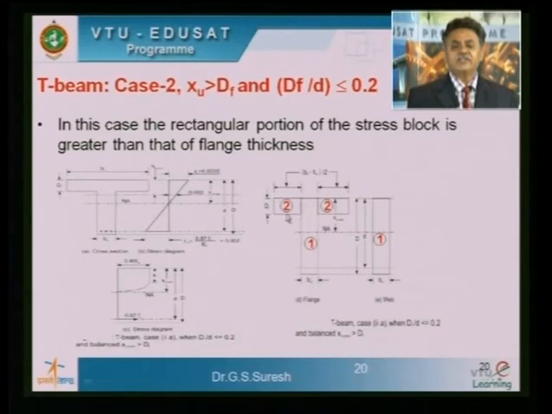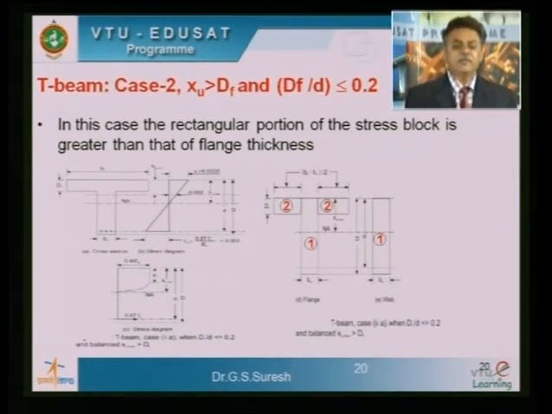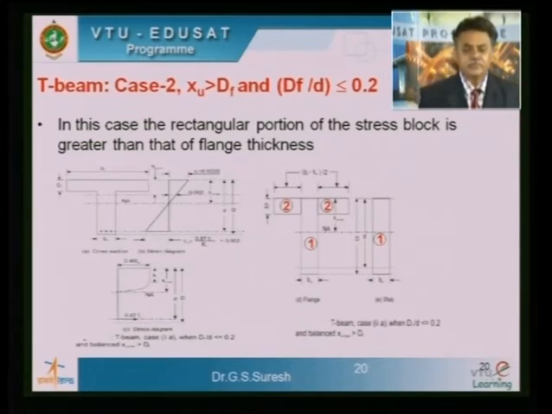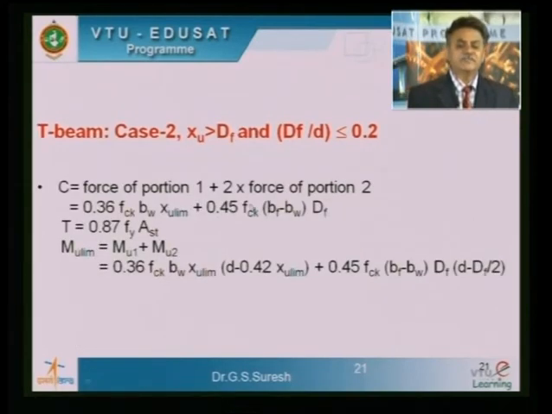Then I have the two flanges, 2, 2 I have written. So, the width of this part 2 is, each part is BF minus BW, that is the flange width minus the web width divided by 2. And if you put together, it becomes BF minus BW. So, using this, I calculate the neutral axis depth by equating the compressive force of the portion 1, that I have indicated 1 in my previous figure, and 2 into the force of portion 2.